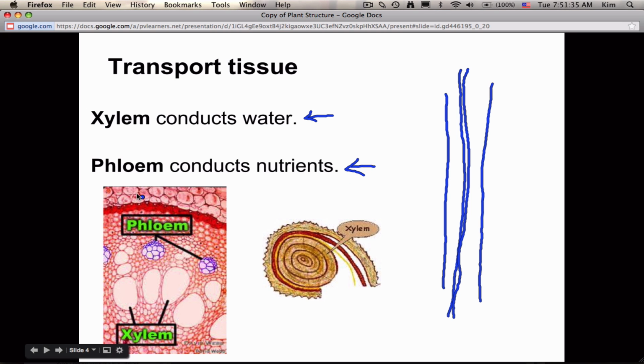And this is a cross-section of a stem right here, and you'll see that these look a little bit different. So these are the phloem cells of the transport system, and these big open ones are the xylem, and the water flows up through the xylem. Now in woody plants, so your trees and shrubs and things like that, the xylem makes up the bulk of that material that's inside the tree.